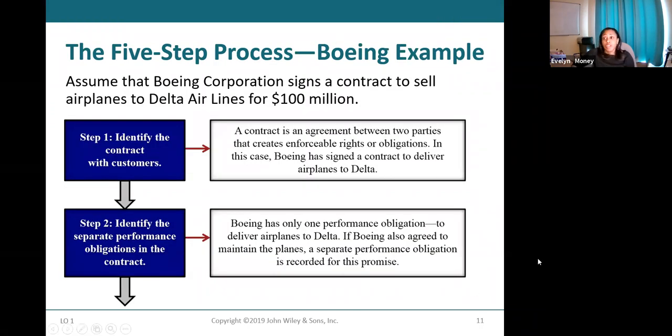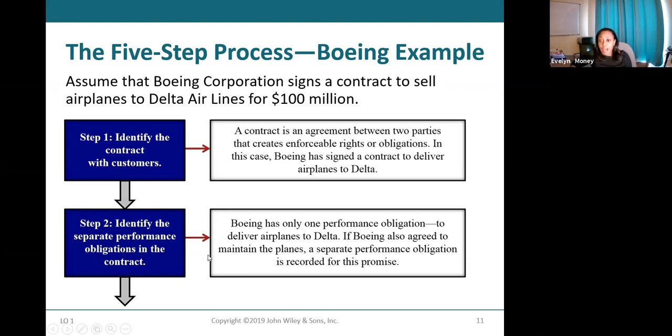So we're going to use a fairly simple example with Boeing and Delta. Boeing signs a contract to sell airplanes to Delta for $100 million. So first we have to identify the contract. Well, the contract is simply the agreement that says yes, Delta, as Boeing, we're going to sell you some airplanes for $100 million.